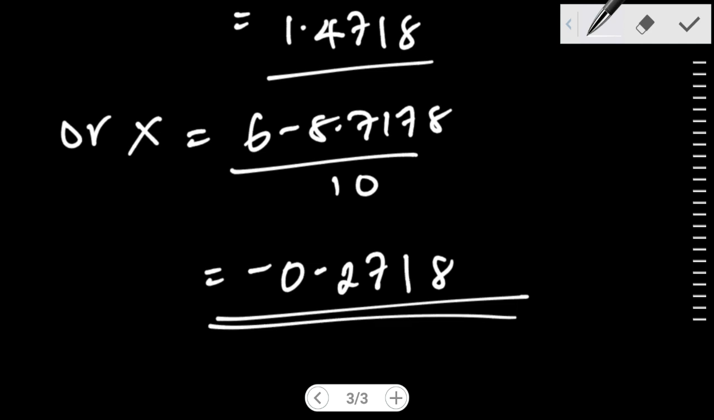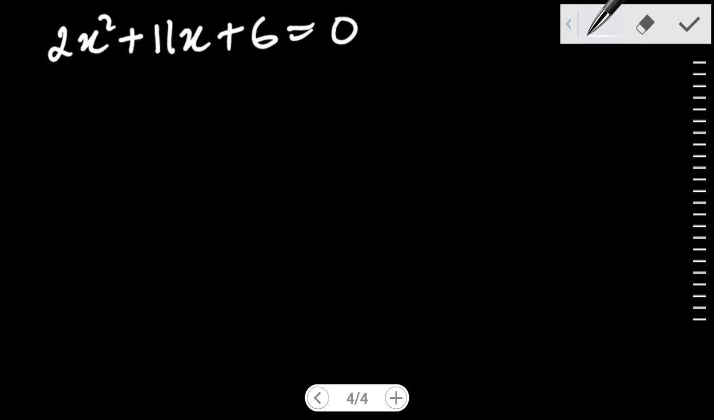So these are the two values of x, and therefore this is how we have overcome this problem. Let's try another example. For all the previous examples I've worked out, you just know that all the equations must be equal to 0, and I hope you keep that in mind.